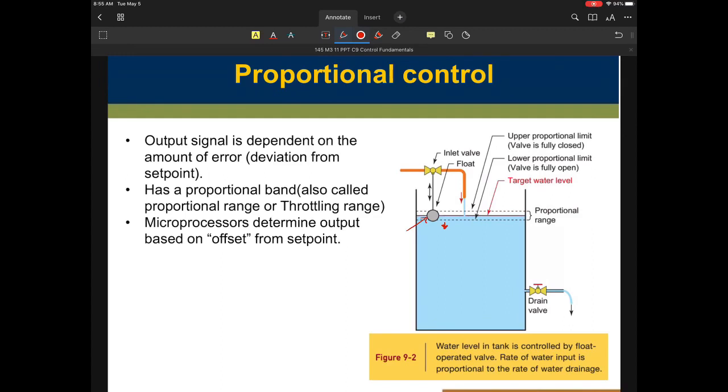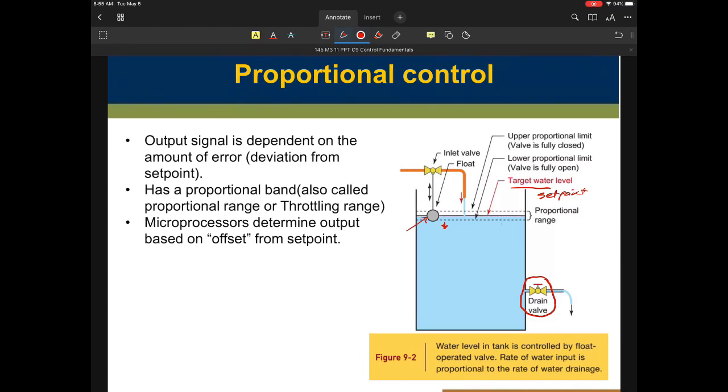So the output, what you're getting as an output out of the valve, is so dependent upon where it is. I would say it's representative of what you want as your target level. An example would be my set point. That would be what you want as a set point.